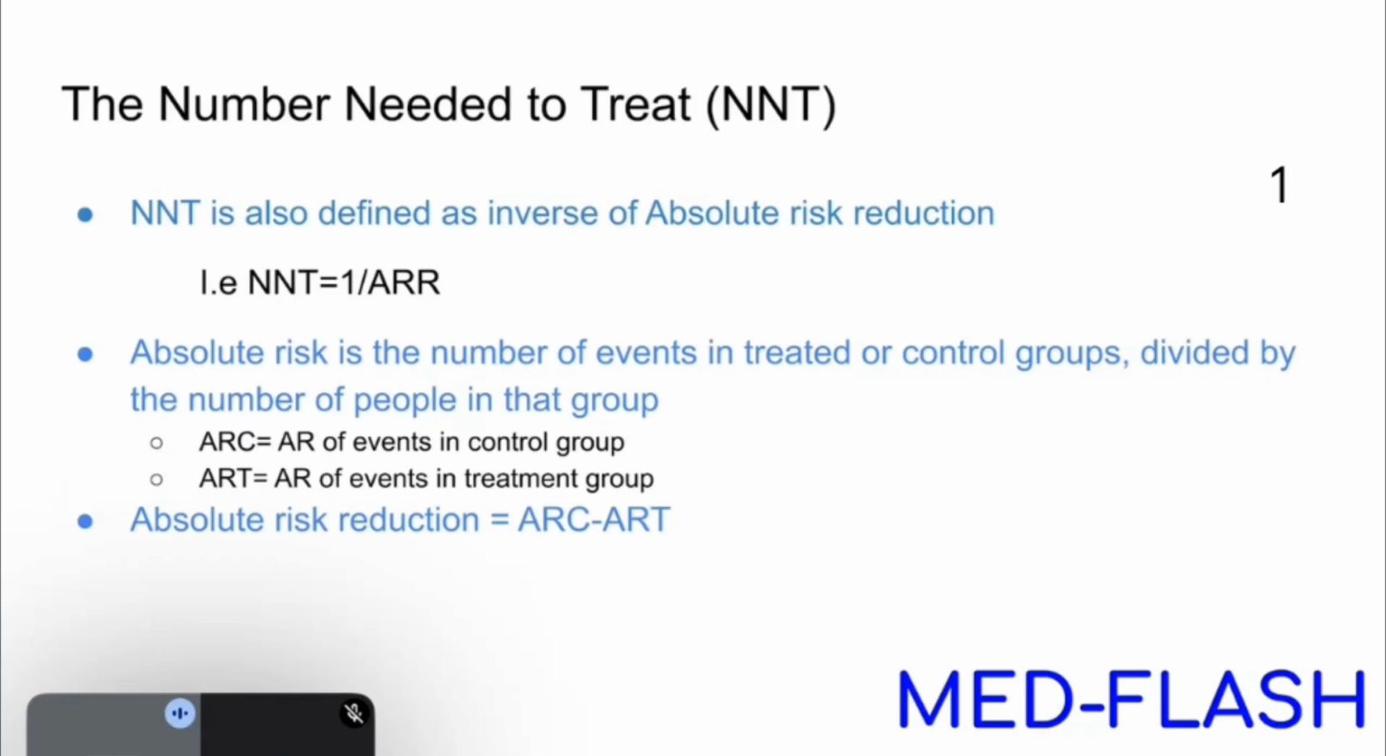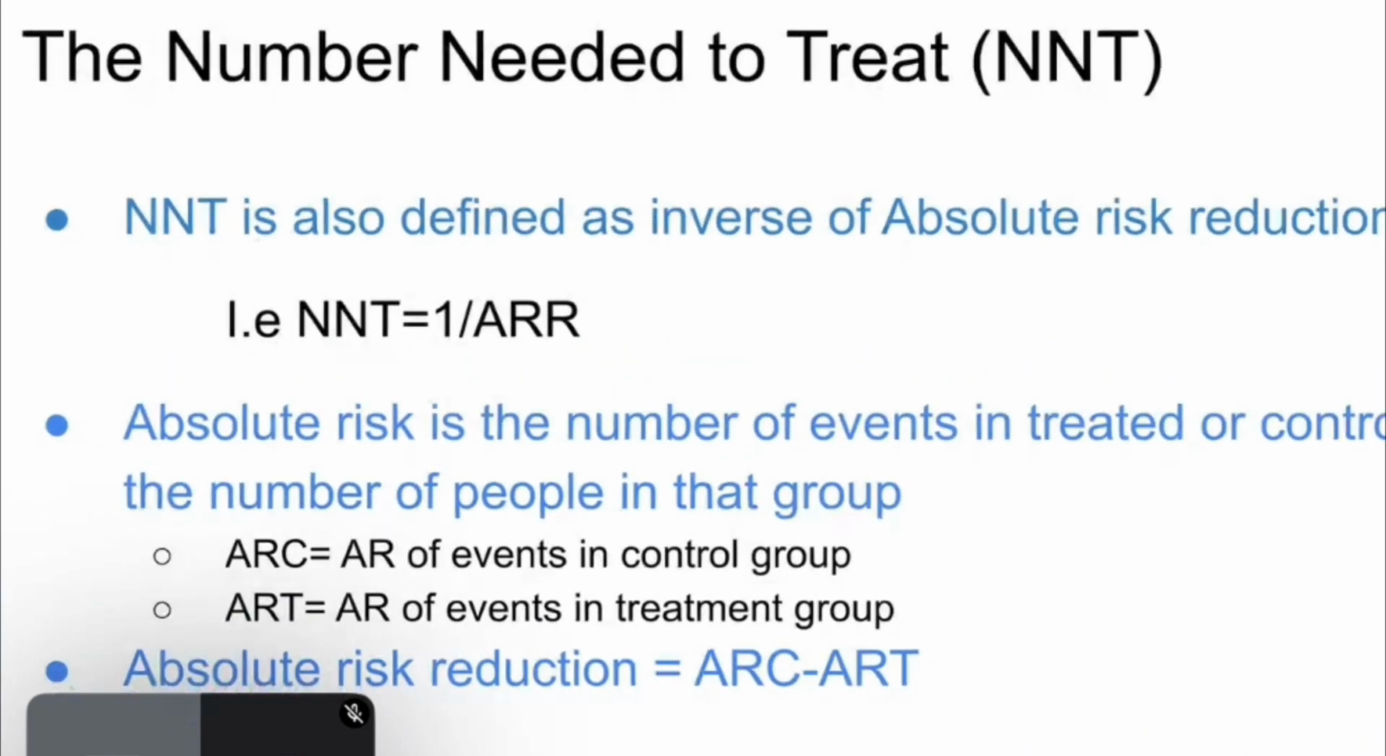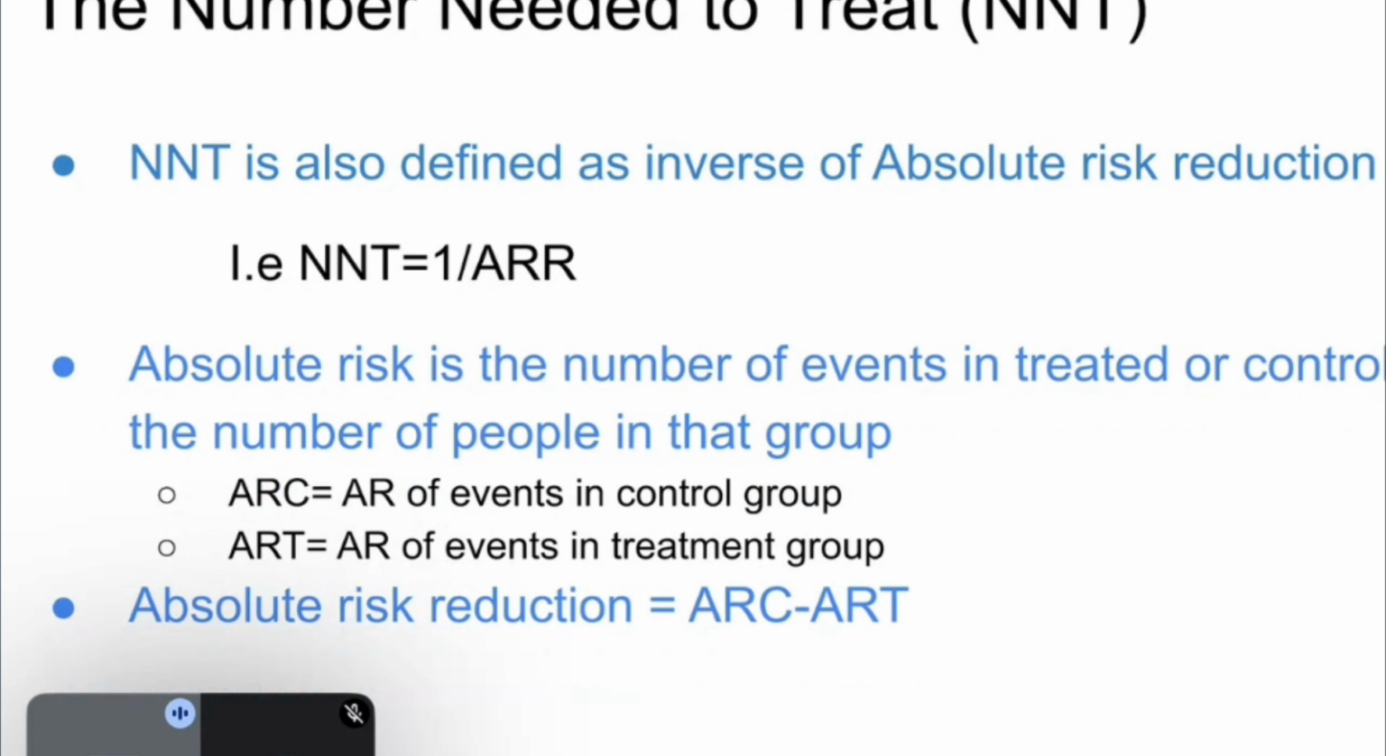They can also ask you the number needed to treat in terms of absolute risk reduction. They would be giving you the absolute risk of the control group and the absolute risk of the treatment group, and you have to calculate the absolute risk reduction. Number needed to treat is the inverse of that. So here in the definition, you can see that number needed to treat is defined as 1 upon ARR.